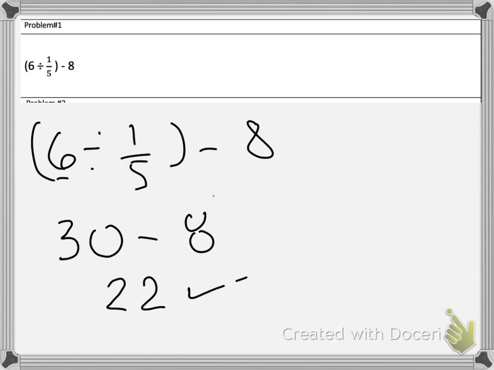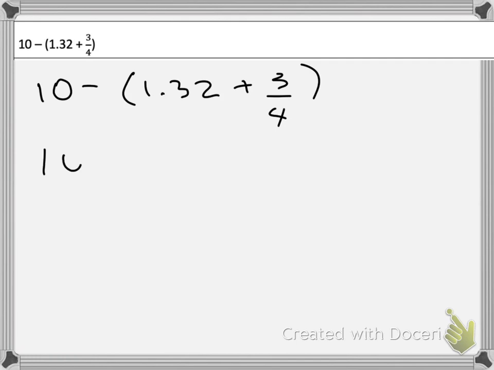Okay, let's move on to the next problem. Problem number 2, you have 10 minus parentheses 1.32 plus 3/4. So let me rewrite the expression right here: 10 minus 1.32 plus 3/4. Remember that we have to do whatever's in parentheses first, so everything else stays the same. So I'm going to add 1.32 plus now 3/4.